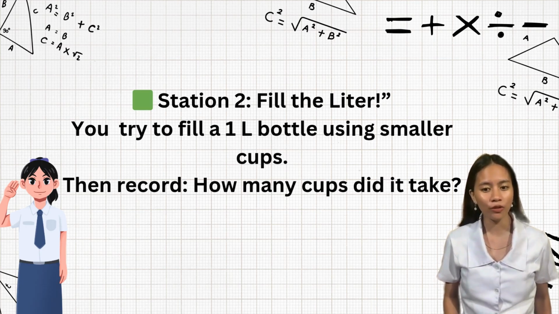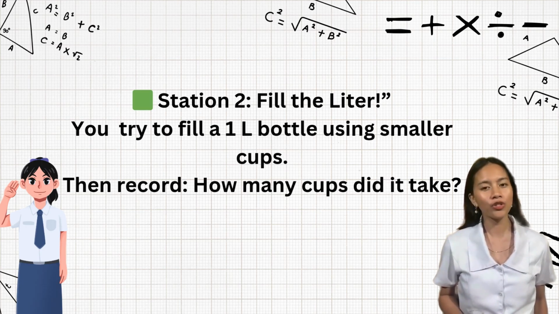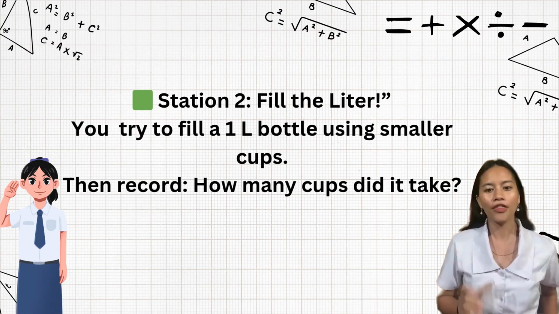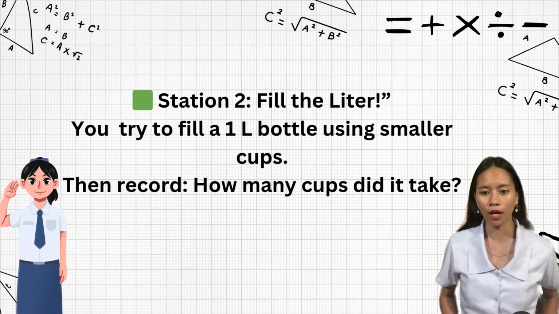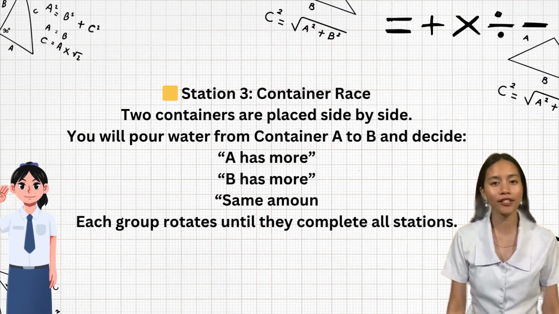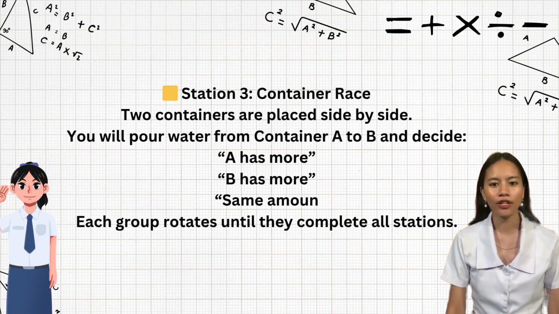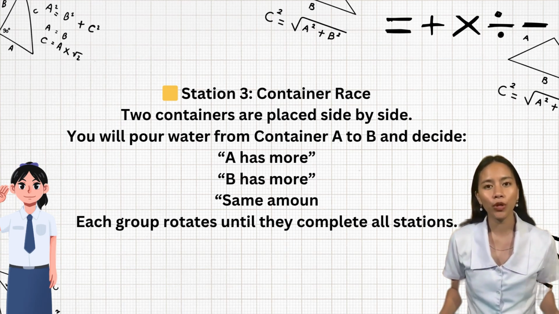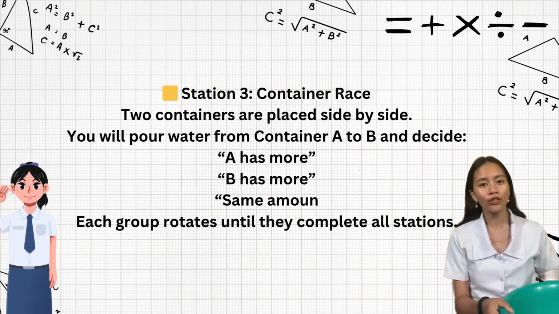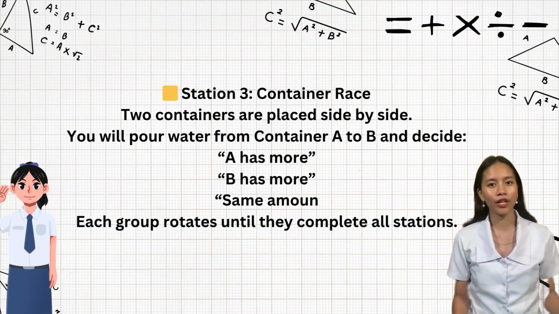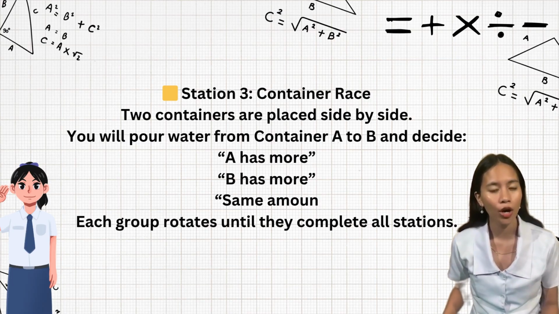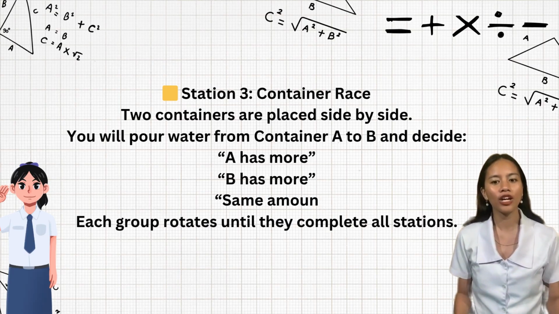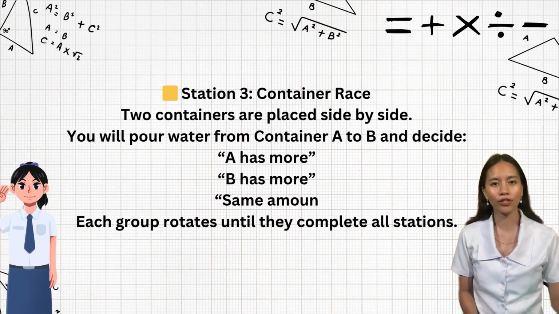For station 2, fill the liter. You try to fill a 1 liter bottle using this cup. Then you will also record how many cups it took. For the last station, container race. 2 of these containers are placed side by side. You will pour water from container A to container B and decide if container A has more water than B or if they are the same amount. Each group rotates until they complete all stations.